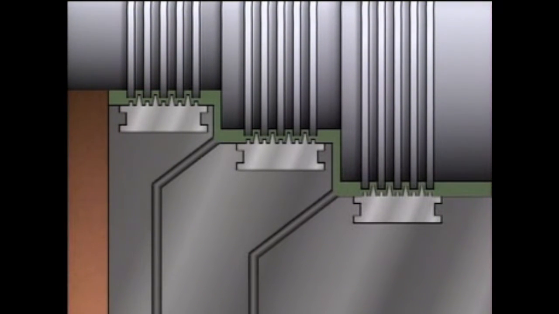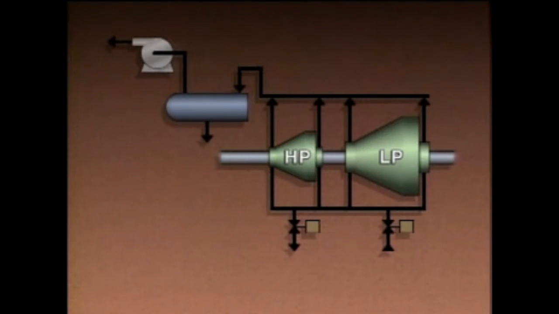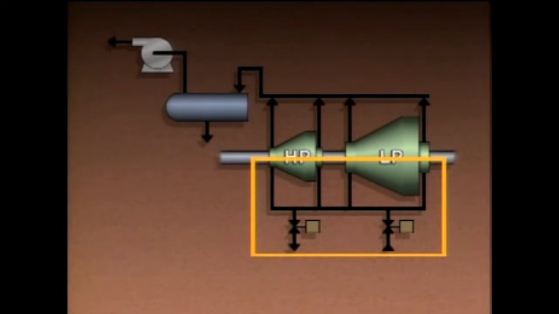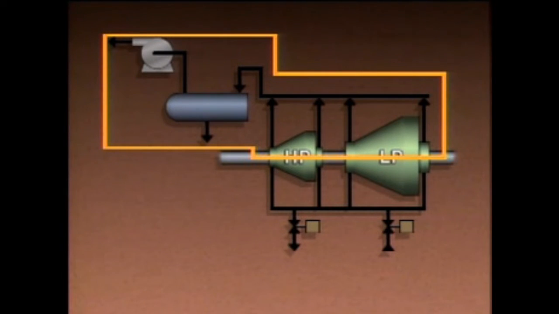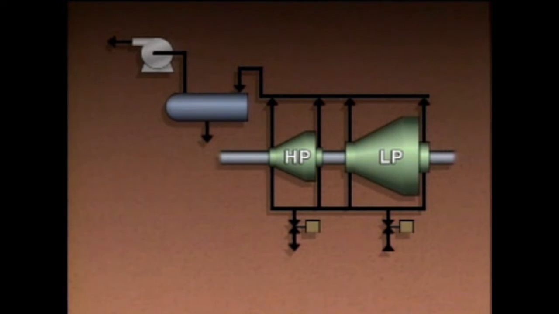The gland steam seal system is connected to the gland at this opening, and the gland steam seal exhaust system is connected at this opening. We can use this illustration to show how these systems work. The illustration shows 2 turbine sections, a high-pressure section and a low-pressure section, each connected to the same shaft. Here is the gland steam seal system, and here is the gland steam seal exhaust system. We'll look at the gland steam seal system first.